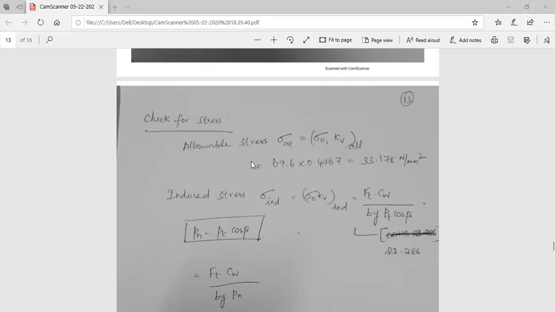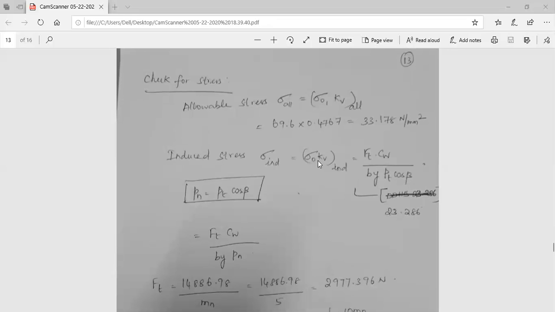After that you have to find out the induced stress. Induced stress formula is taken from the Lewis equation. By using the Lewis equation you find out the induced stress. So already we know the formula. So from the, already we found the Ft and Cw, P by Pt cos beta. Okay, all the values are known. So the induced stress is taken from the Lewis equation. So induced stress equal to sigma naught kV equal to Ft multiply by Cw divided by B by Pt cos beta. That is equation number 23.286.